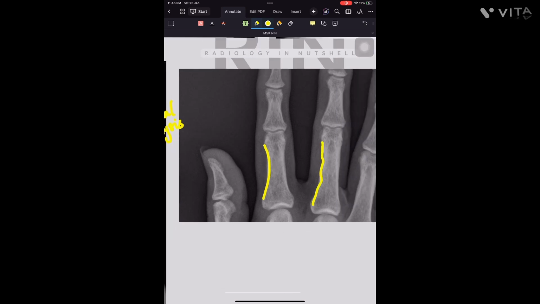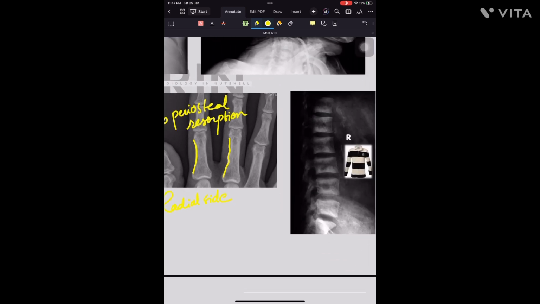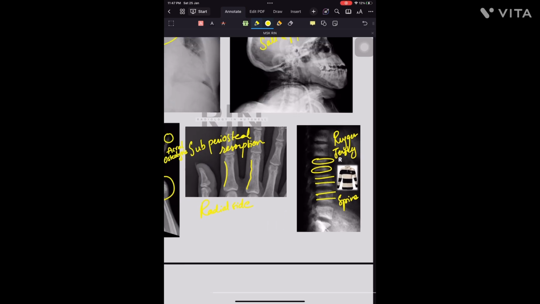In this X-ray, we can see subperiosteal resorption, particularly on the radial aspect of the hand. Subperiosteal resorption is also an important pathognomonic feature of hyperparathyroidism. And in the spine, you see a pattern called rugged spine in HPT. So these all help us get to the diagnosis of hyperparathyroidism. So these are a few important examples of distal end of clavicle erosions.